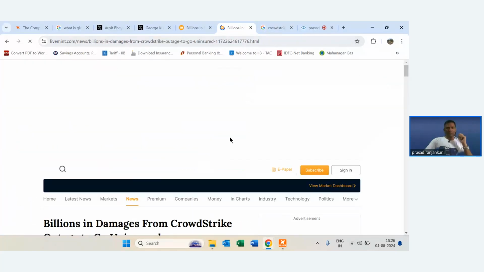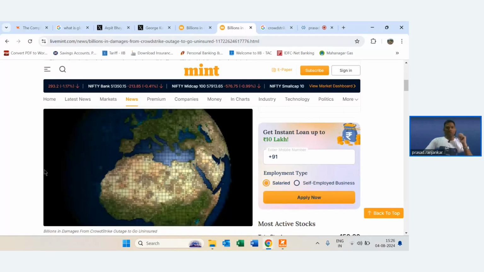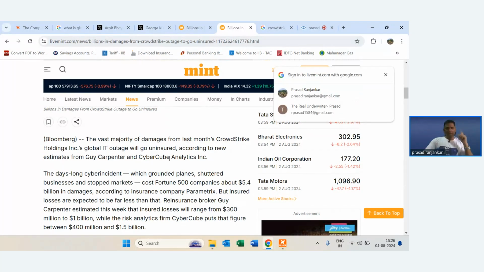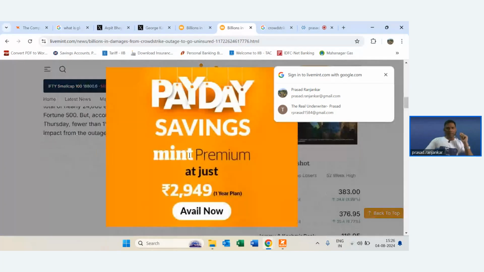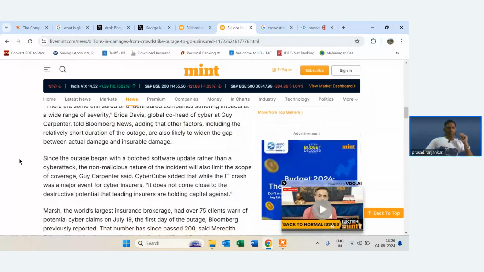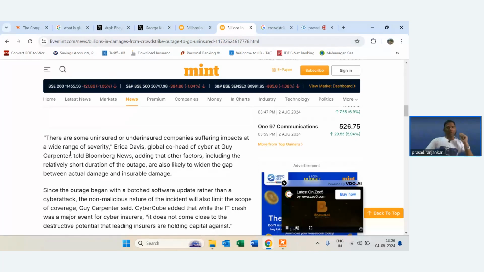I will open this for you. Billions in damages from CrowdStrike outage to go uninsured. This article has been written by some lady from Guy Carpenter, an insurance broker in the USA. Erica Davis is saying there are some uninsured companies suffering impact at a wide range of severity, said by Erica Davis, global co-head of cyber at Guy Carpenter.